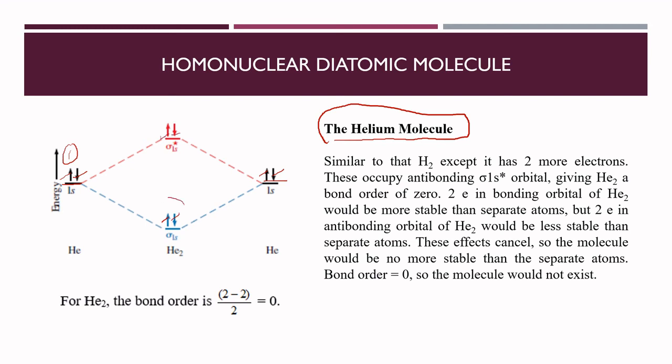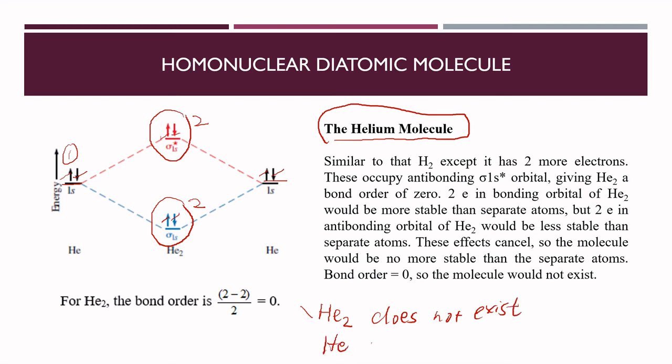In this case, 2 electrons will go to the bonding orbital, and 2 electrons will go up to the anti-bonding orbital. When we calculate the bond order, it is 2 minus 2 divided by 2, which is 0. Therefore, He2 gas does not exist. The one that exists is only He gas.